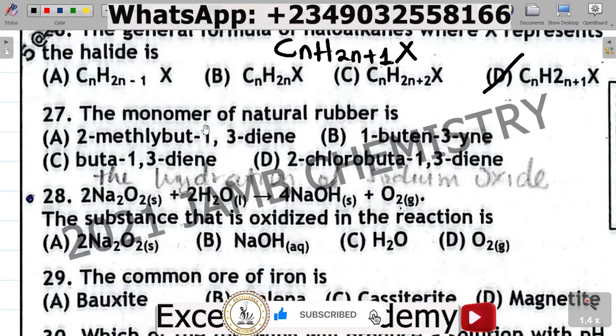Next up, question 27. The monomer of natural rubber is: A. 2-methylbuta-1,3-diene, B. 1-butene-3-yne, C. Buta-1,3-diene, D. 2-chlorobuta-1,3-diene. For 27, the correct answer is A, 2-methylbuta-1,3-diene. Take note that 2-methylbuta-1,3-diene is also called isoprene.